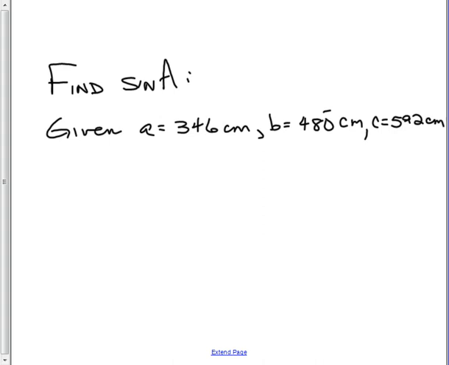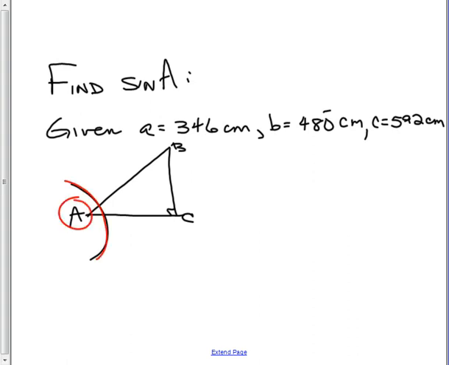If it was me, I'm a picture person, so I would make a picture. And then I'd start putting some labels on it. This is the angle we want to find, angle A, so I put a little arc over here. So we know this is 346, this is 480, and this is 592.